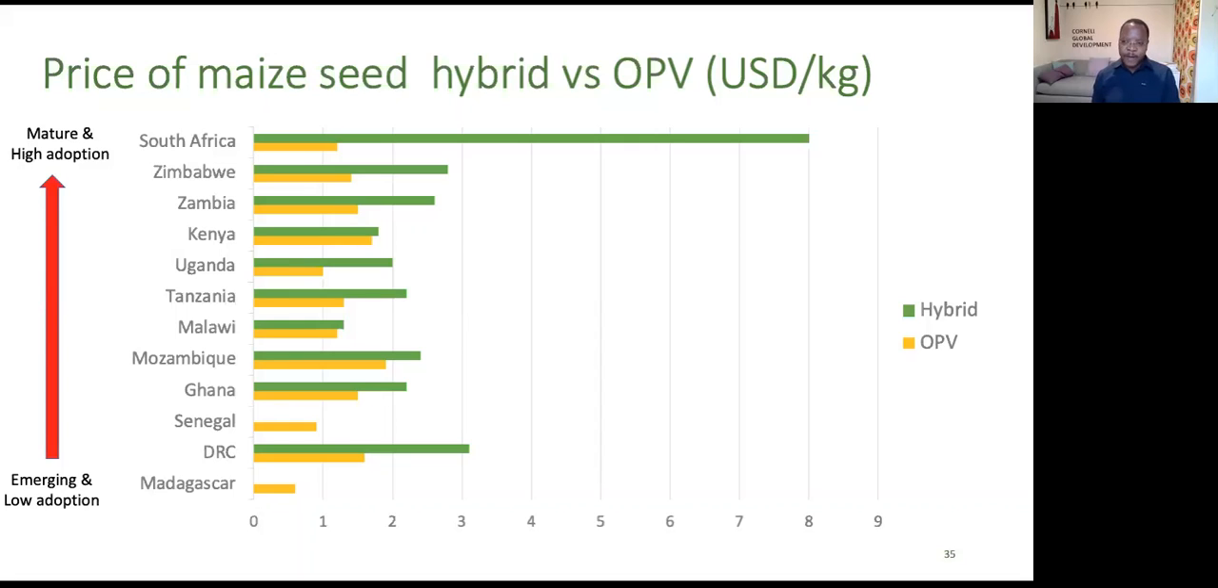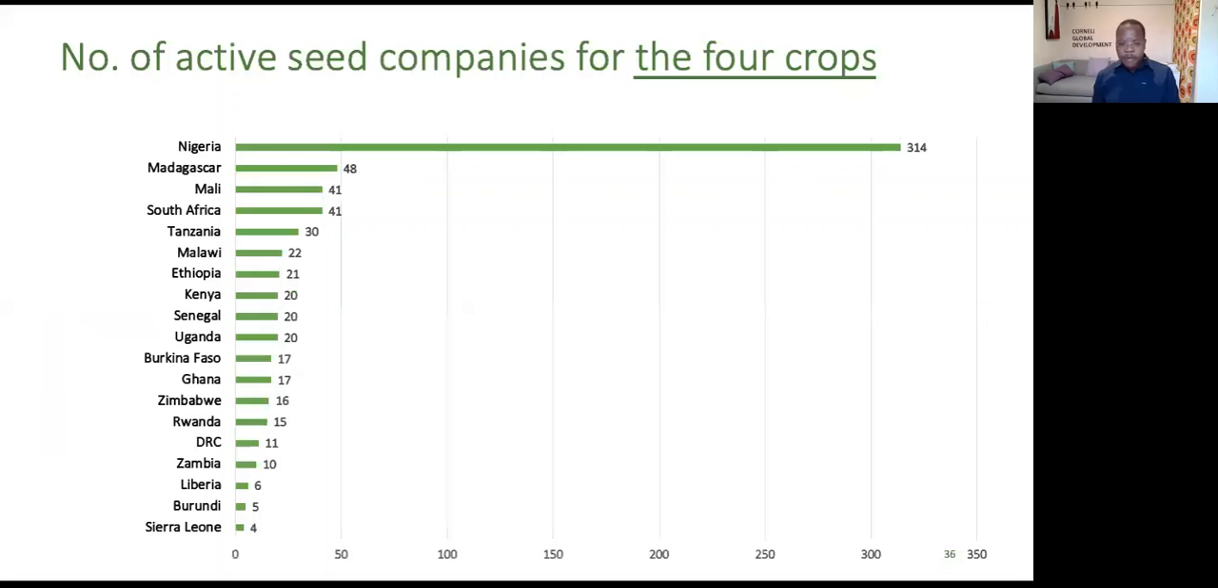It's quite significantly affordable. The number of active seed companies, again, you look at the comparison across countries. Nigeria, for those top 4 crops, has upwards of more than 300 companies, most of them very small. The other countries have way less than that, under 50. And some countries such as Sierra Leone and Burundi only have 3 to 4 companies that are active there. We think that the more companies you have, the more competition you're likely to have, and we want to promote healthy competition in this sector.